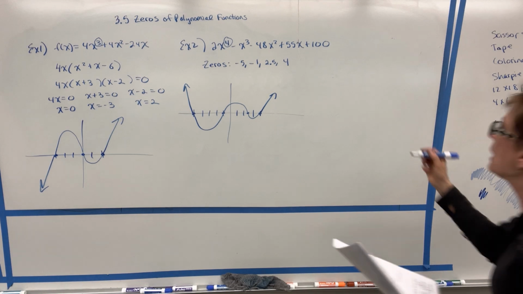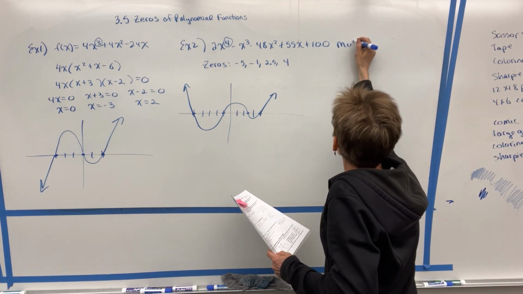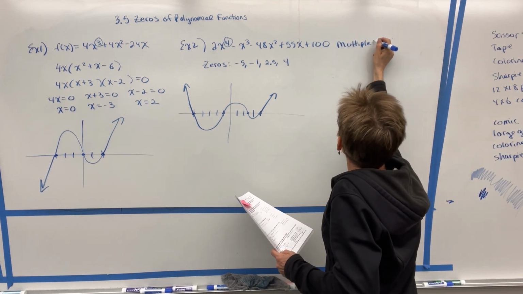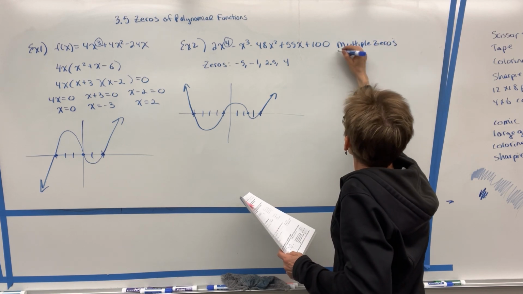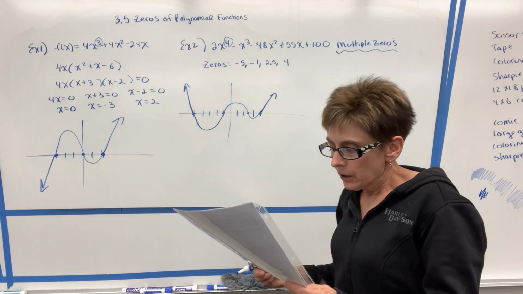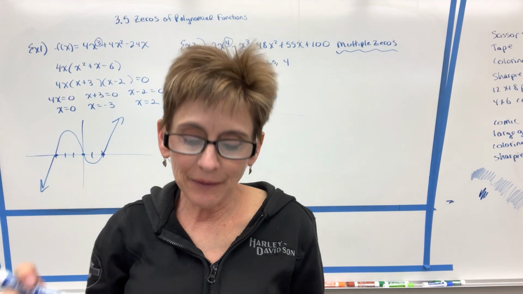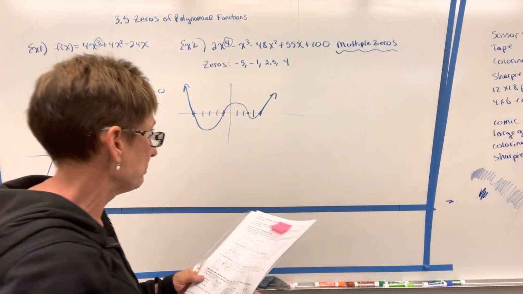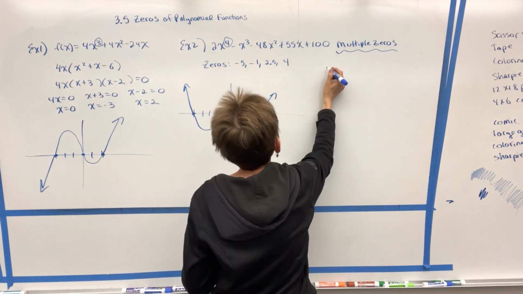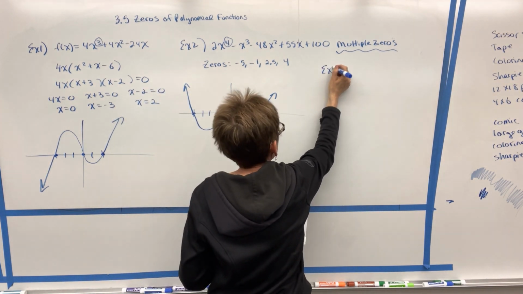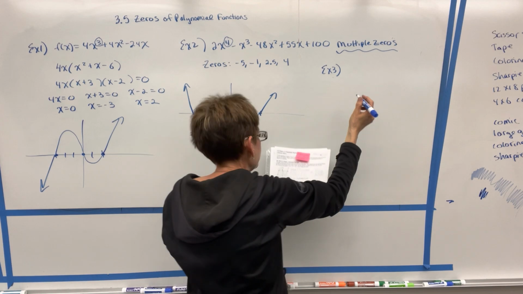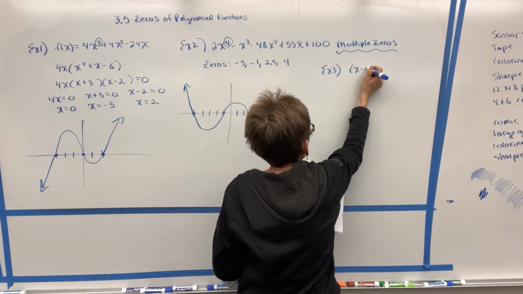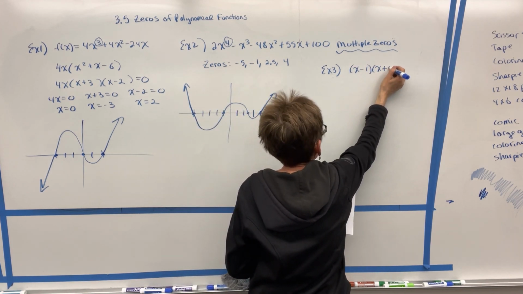Now let's talk about multiple zeros here and the effect they have on a graph. The multiplicity of a zero means the number of times its related factor appears. So let's say we have an example, and this will just be a really brief example, something along the lines of x minus 1 times x plus 1.